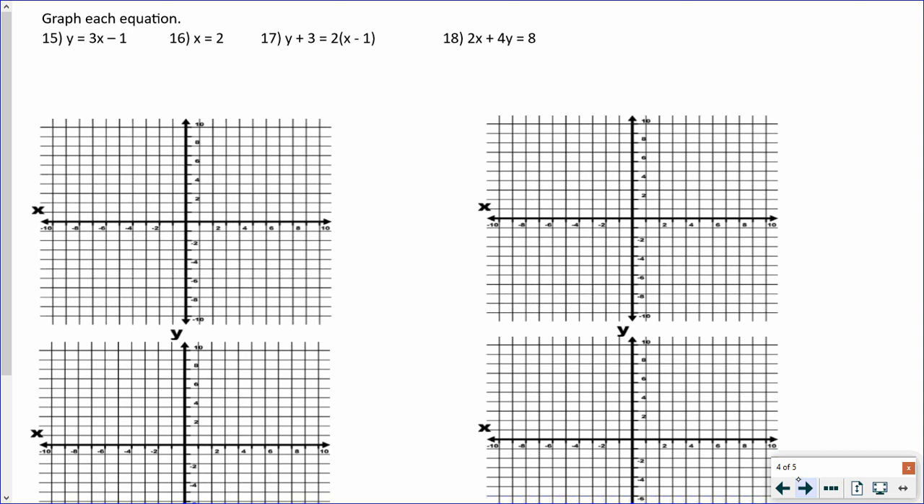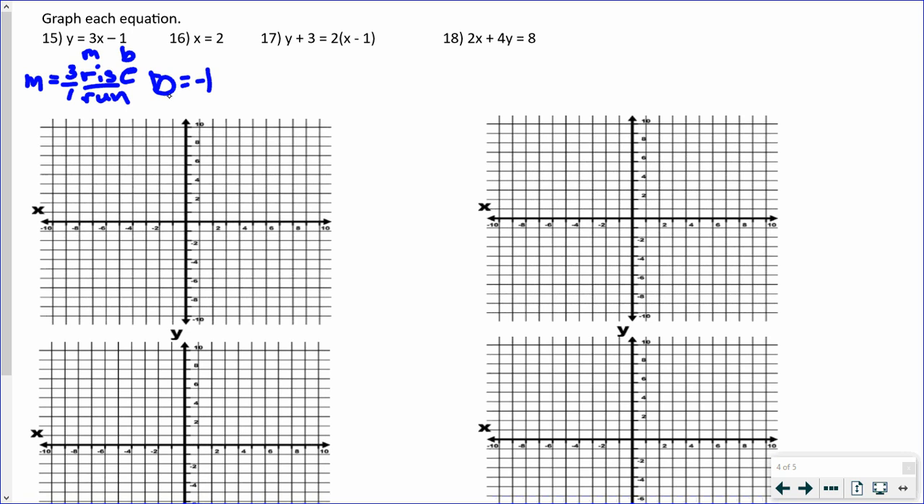All right, what do we got next? All right, so graphing. So y equals 3x minus 1. So you need to recognize that this is in slope-intercept form. So they've given you the slope of 3 and the y-intercept of -1. So the slope is 3 over 1. That's rise over run. And the y-intercept is -1.